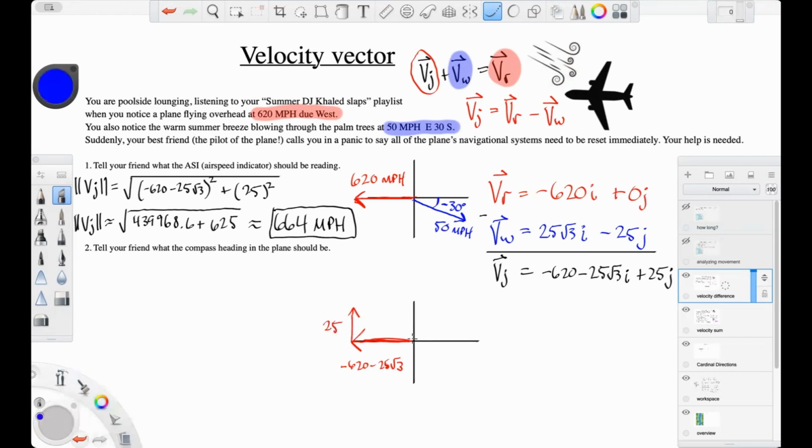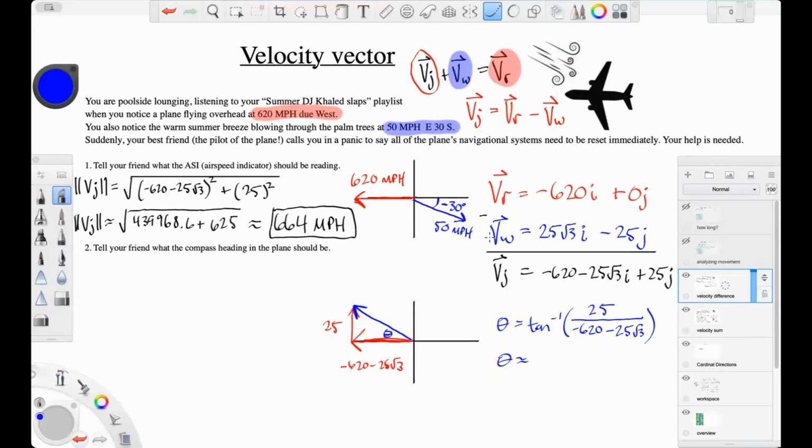So then the jet is actually flying like this, right? And we're going to go ahead and solve for this angle right here. And so then we can say that theta is equal to the inverse tangent of the J stuff, 25, over the I stuff, negative 620, minus 25 root 3. And then when we run that through the calculator, so 25 root 3, and then we'll do negative 620 minus that answer. I want to do 25 divided by that thing, and the inverse tangent.